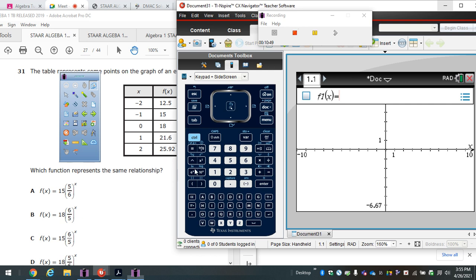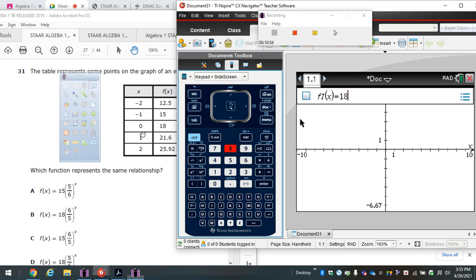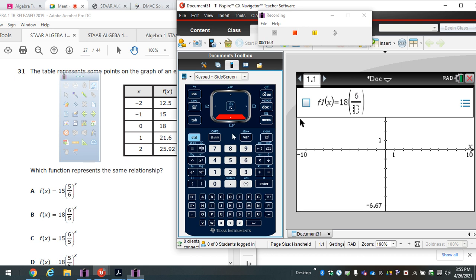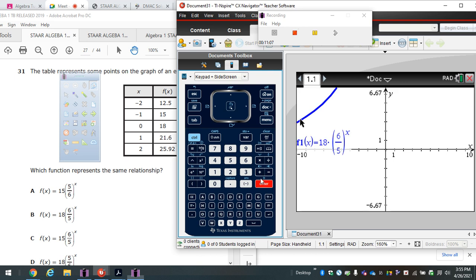Graph that one. I don't even care what the graph looks like because I'm going based off of this table here. Do you agree? And I'm going to multiply it times a fraction of 6/5, and then raise all of that to an x. Again, I don't care about the graph. They didn't give me the graph, but I do see it going up from left to right. My values are going up.